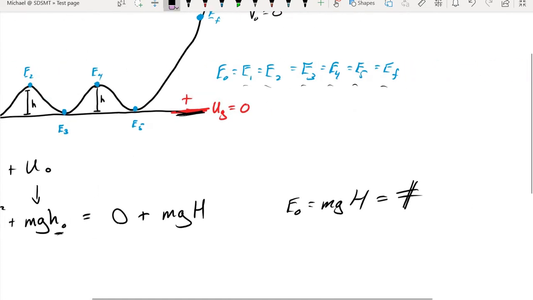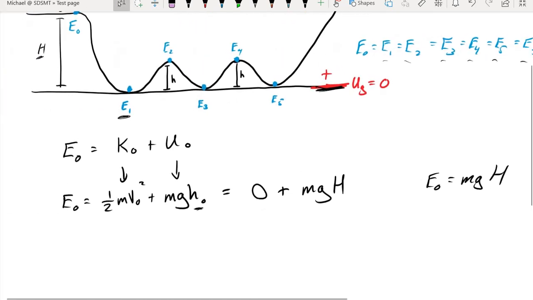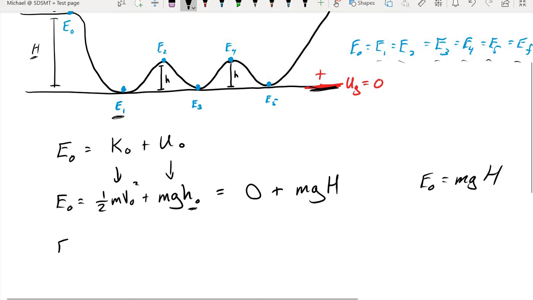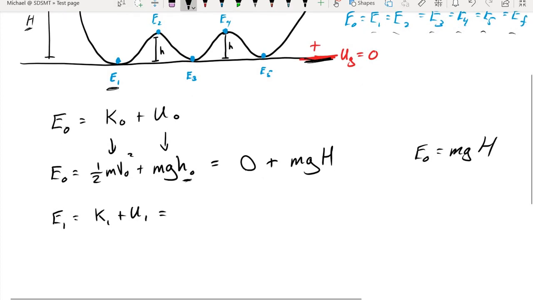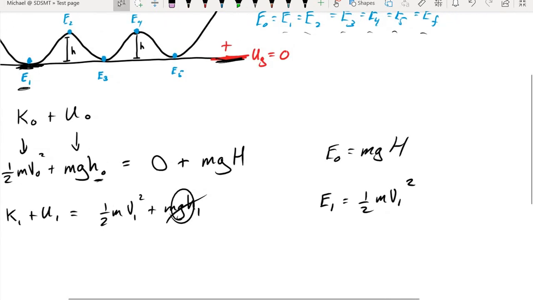Instead, E1 should be made up entirely of kinetic energy. So let's see what we have for E1. We would have kinetic energy at site 1 plus potential energy at site 1, which would become 1/2 mv1 squared plus mgh1. Well, h1 is the height measured above the 0 point, but we're at the 0 point for potential energy when we get to the bottom of this first hill. So that's a 0, and that means that E1 has to have all of its energy in kinetic form.